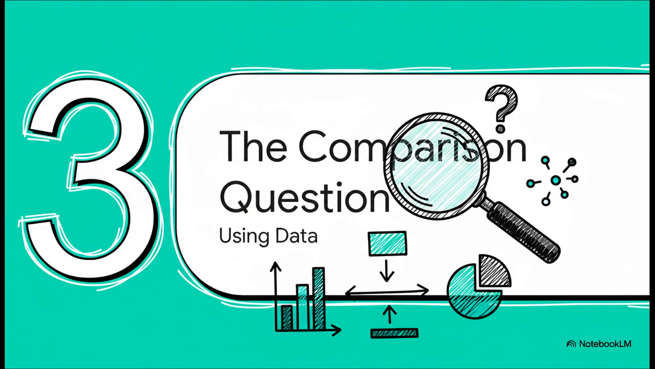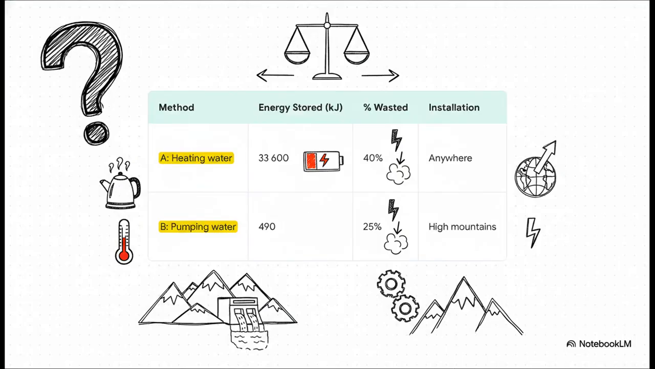Okay, now we're getting into the real meat of the question. This is a 4-mark comparison, and this is where you need to use the data they give you to build a solid logical argument. Look at this. Everything you need for the next 4 marks is sitting right here in this table. We've got our 2 methods, A and B, and the table tells us how much energy they store, how much is wasted, and what it takes to install them.